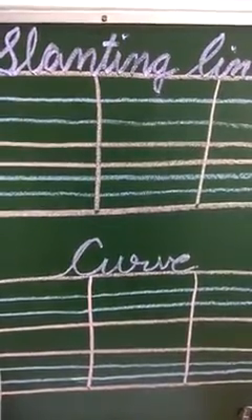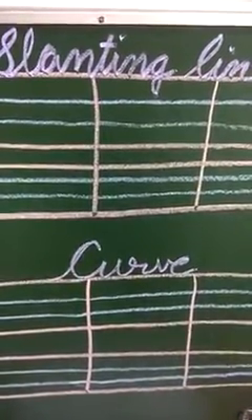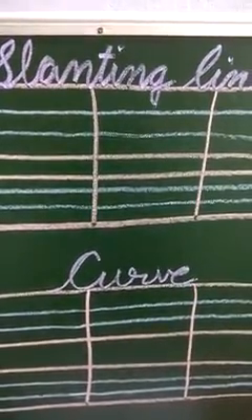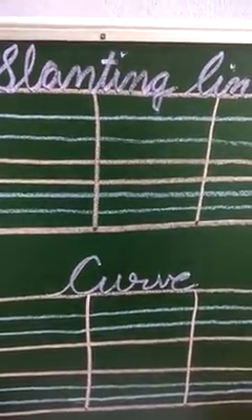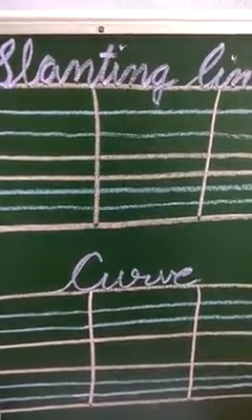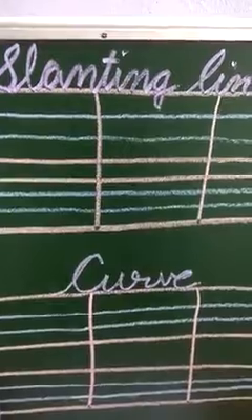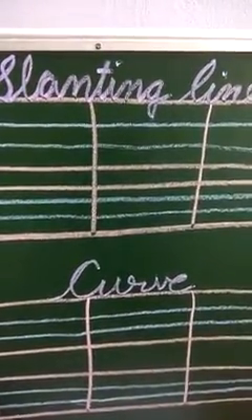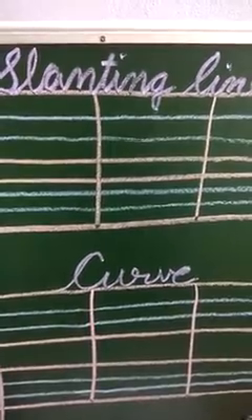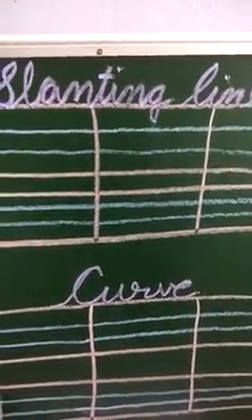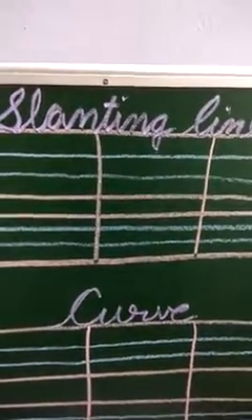Now, in video number 3, we had done standing line and sleeping line. Have you revised that? Have you done that? Have you practiced standing line and sleeping line? Yes? Very good. Now, today we will do slanting line and curve.